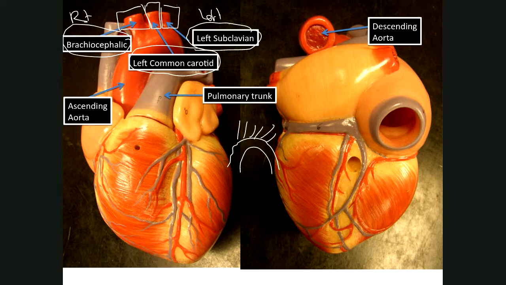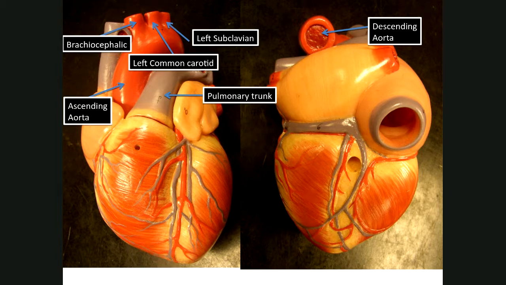So if we look at where the blood goes, look, brachio means arm, and cephalic means head. So this goes to your arm and your head on the right side. This one is subclavian. That means below the clavicle. That goes to the arm on the left side. And this one is the common carotid. It goes to your head on the left side. So 3 large arteries up at the top.